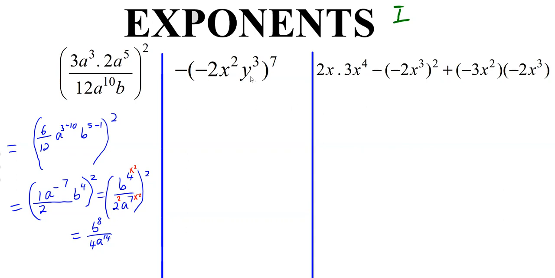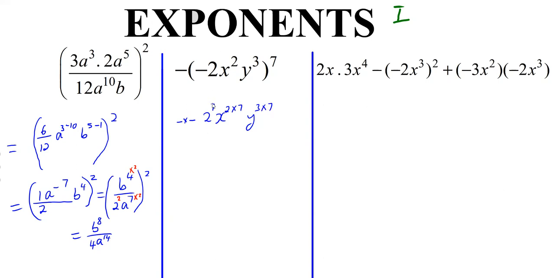Now, let's move on to this. What do we do here? We first deal with the bracket, and we need to take this 7 inside. What do we remember here? If this is an odd number, the negative remains. So negative times negative is going to give us positive. Then 2 to the power of 7, then x to the power of 2 times 7, then y to the power of 3 times 7. Then here it's going to be positive because of negative times negative.